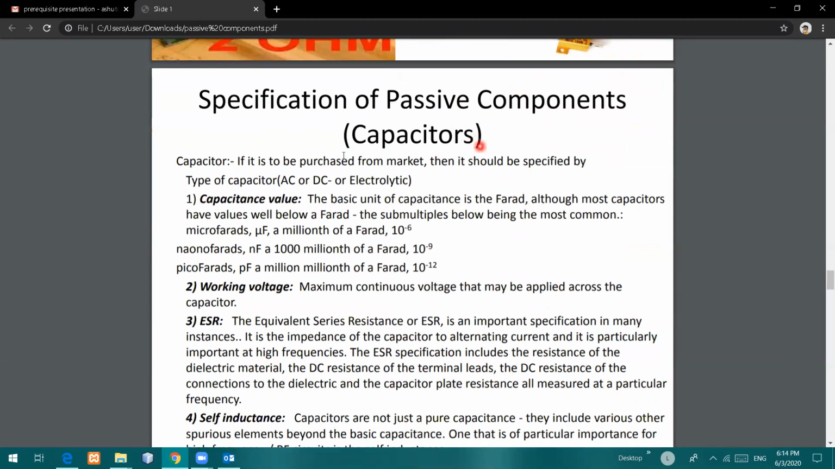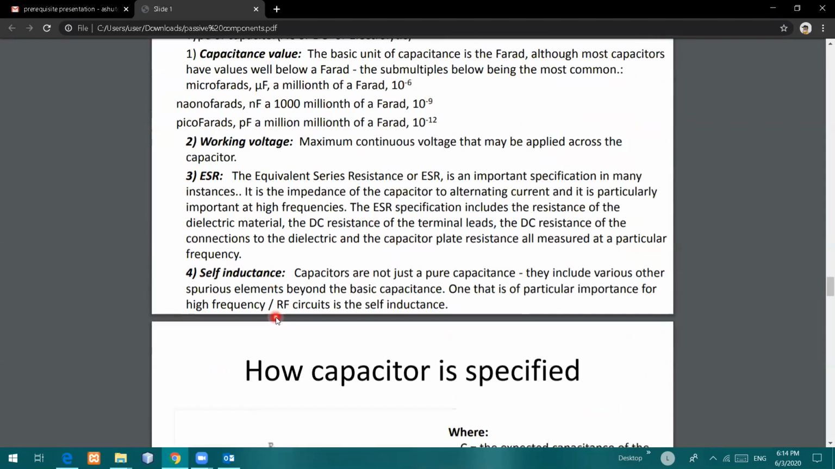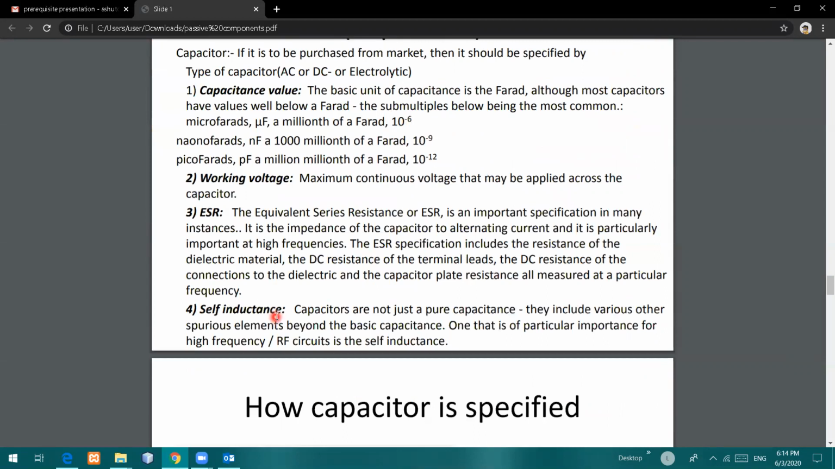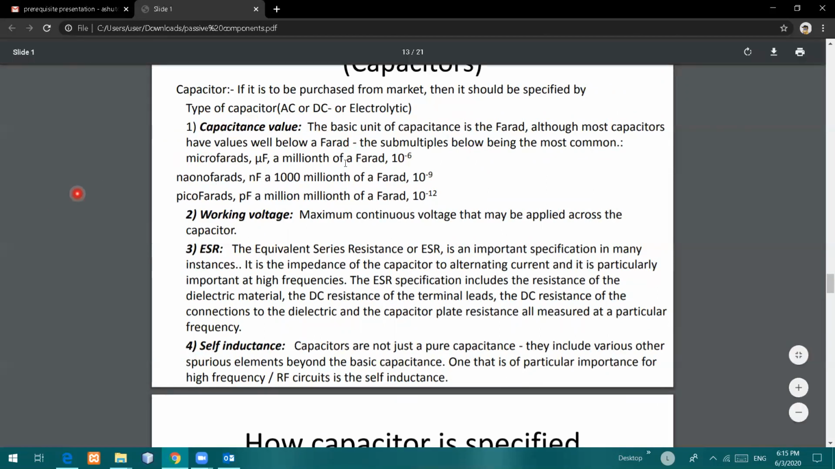Specification of the passive components: capacitance. Now capacitance is measured by these four values: capacitance value, working voltage, equivalent series resistance and self inductance. Capacitance value is always measured in microfarad, nanofarad or picofarad. Working voltage is measured in volts, how much voltage it can sustain.